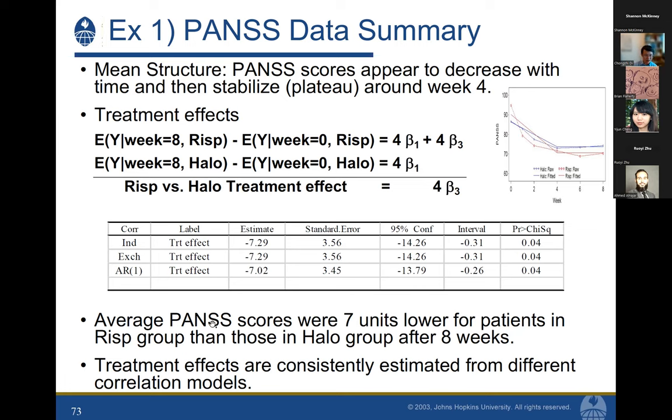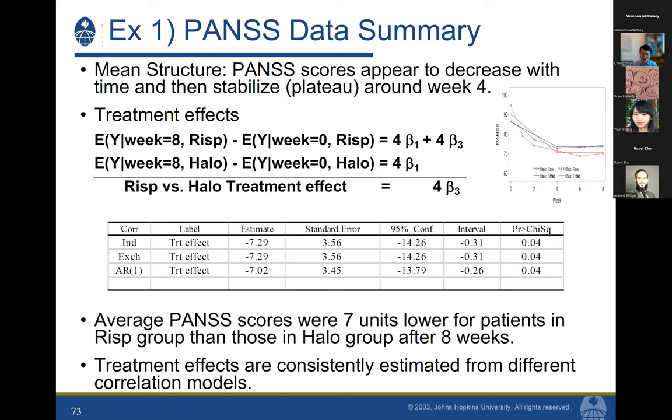And then the treatment, we realized that the overall conclusion was that the average PANSS score, if you compare baseline versus 8 weeks, was about 7 units lower for the patients in this risk group compared to the HALO group. And the treatment effects are consistently estimated from different correlation models, which is really reassuring.